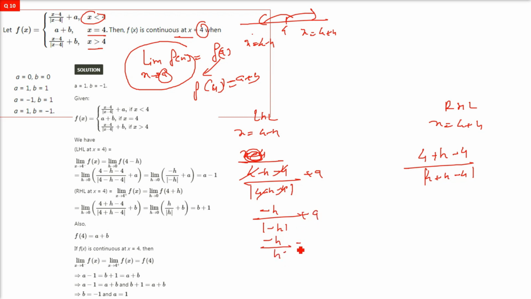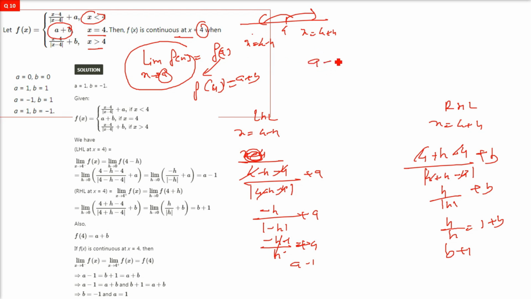So the first term will be negative, because mod of minus h is positive h. So you get a minus 1. For the right side, 4 gets cancelled, h by mod h. Here there is no problem with negative or positive, so you get 1. You already have b along with this, so plus b. So b plus 1 you get here, and a minus 1 you get here. So a minus 1 equals b plus 1, and this is equal to a plus b.